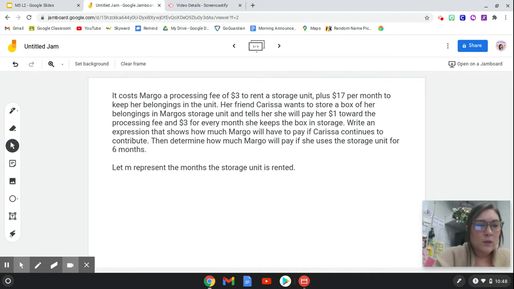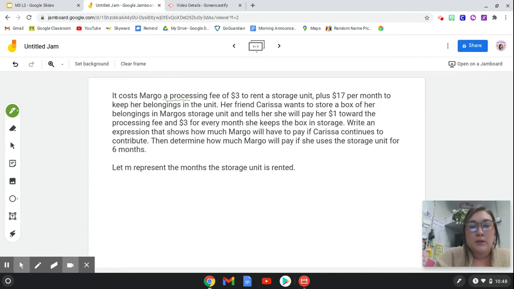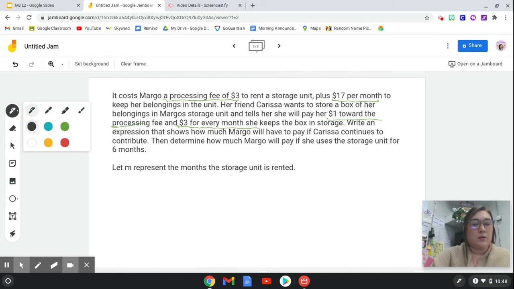Okay, so I'm going to go through with my pen and I'm going to highlight, what do I know? So I know there is a processing fee of $3. It's also $17 per month to keep her belongings in the unit. Let's see, Carissa will pay $1 towards the processing fee and $3 for every month she keeps her stuff there. So I think that's all the important information that I need. So now I'm going to start my problem.